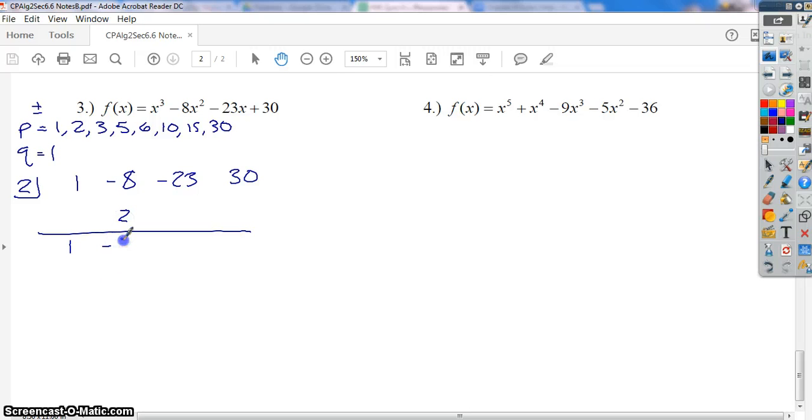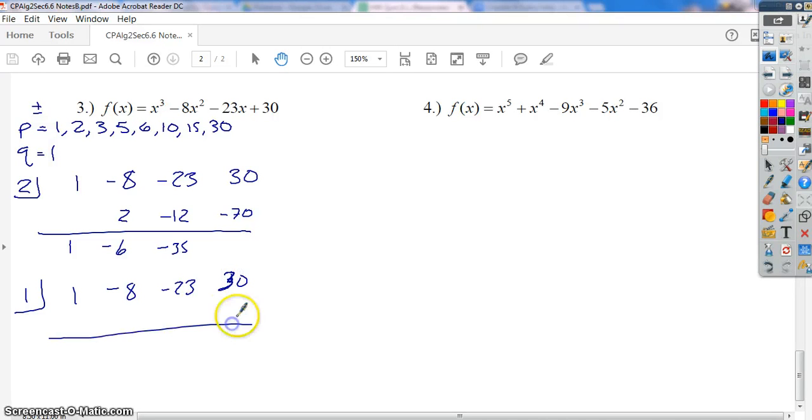1 times 2 is 2, negative 6, this is negative 12. And you can see I've already gone over. Okay, so this is going to be what? Negative 35, and that would be negative 7. So 2 is not a go. I'm going to try 1 next. And if that doesn't work, I'm going to start trying negatives. Okay, so this is 1, negative 7, this makes negative 30, and yay, that worked.